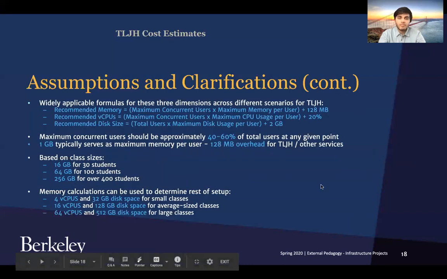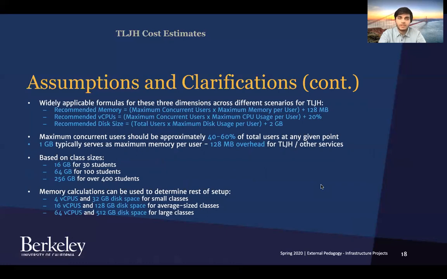In addition, we came up with a few different formulas as recommended by the creators of the Littlest Jupyter Hub. So you can see that there. Basically, the point is to look at concurrent users and multiply that by the memory or CPU usage and add a little bit of overhead, or total users in the case for disk size.